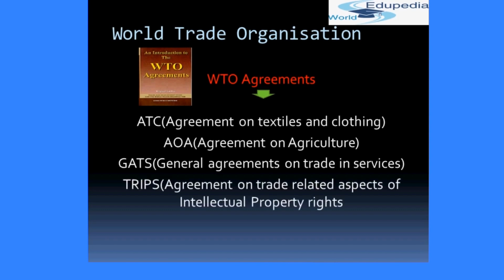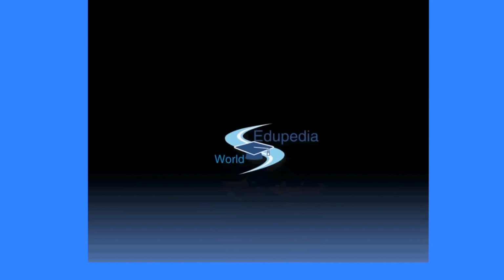Next is TRIPS, Agreement on Trade Related Aspects of Intellectual Property Rights. This agreement was negotiated in 1986 to 1994. Intellectual property means information with commercial values such as ideas, inventions, creative expressions, and others. The agreement sets out the minimum standards of protection to be adopted by the parties in respect of 7 intellectual properties: copyright and related rights, trademarks, geographical indication, industrial designs, patents, layout designs of integrated circuits, and undisclosed information. This is what TRIPS is.